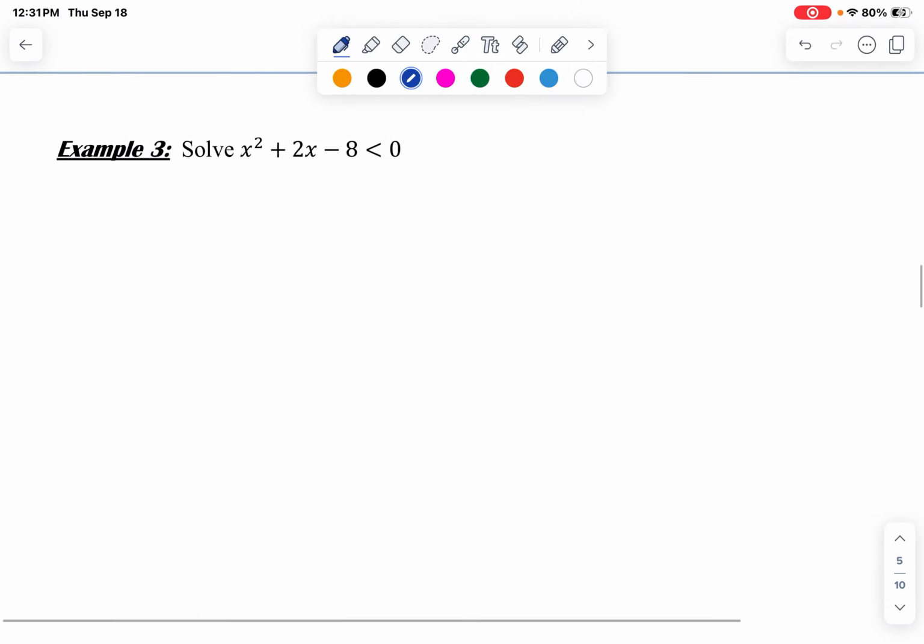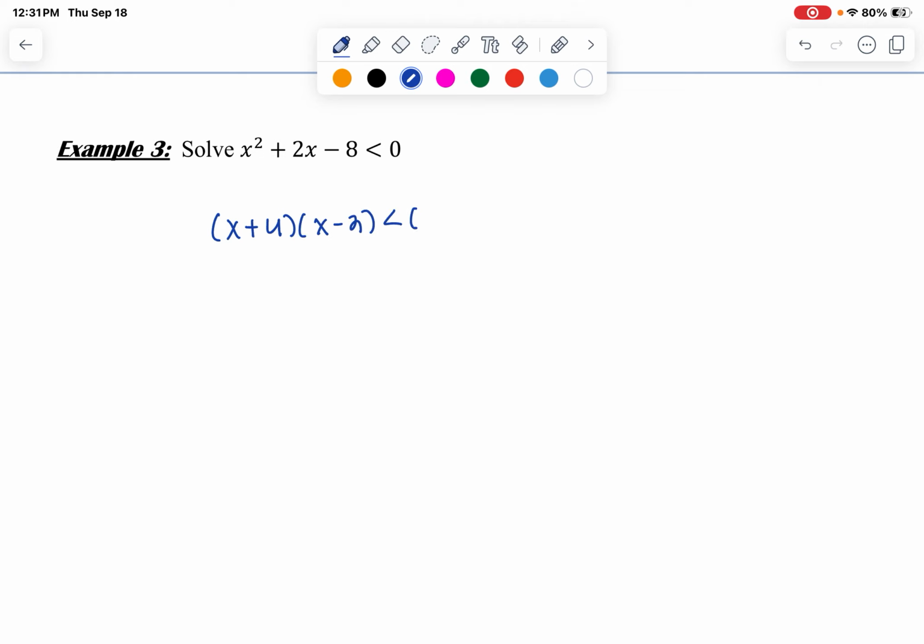Okay, number 3. It is not factored for us. It's already equal to 0, which is good, but it's not factored for us. Let's go ahead and factor that. We need two numbers that multiply to give us -8 and add to give us 2, which is x plus 4 times x minus 2, and then less than 0.